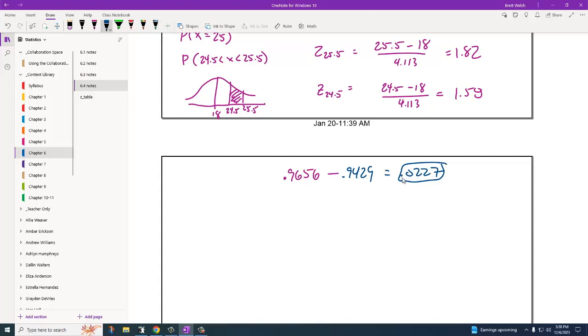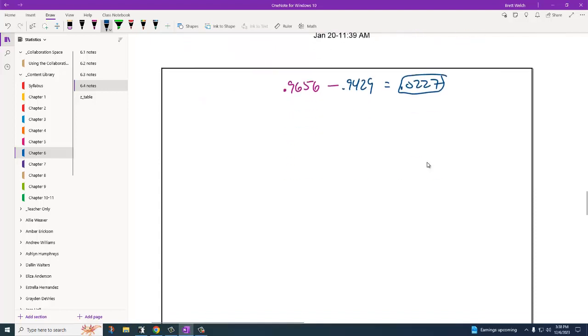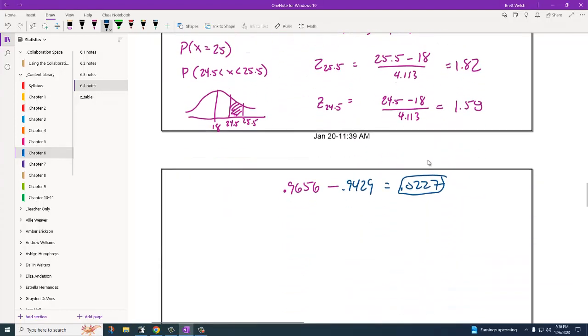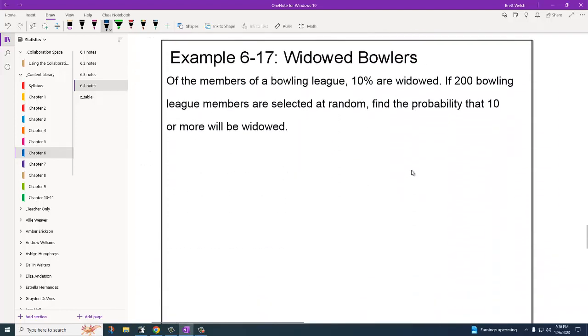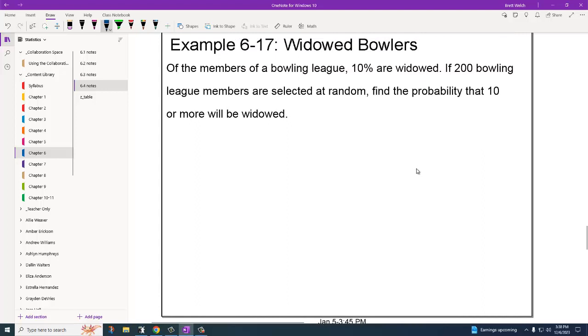And that is the probability of being between those two values. Or the probability, rather, of getting X. This is the approximation of getting 25 results. 25 yeses. Okay. The other one we've got members of a bowling league, 10% are widowed.